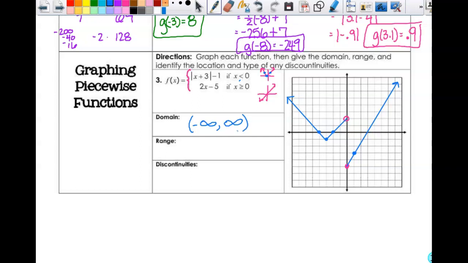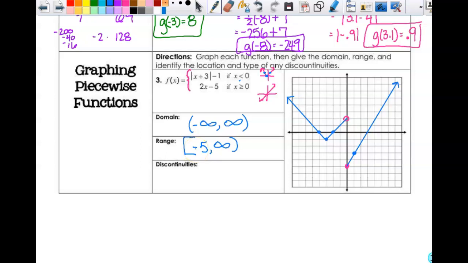The range starts down here at negative 5. As I go up, all of the y values are accounted for all the way to infinity. So this is negative 5 to infinity. Don't include the infinities. I do have a point at negative 5. If this had been my open circle and this was my closed circle, then this would be an open interval.